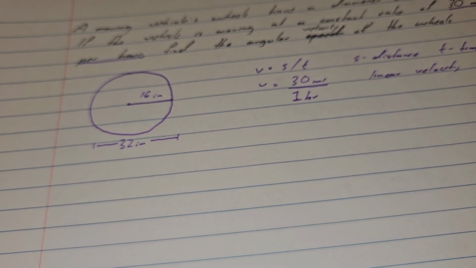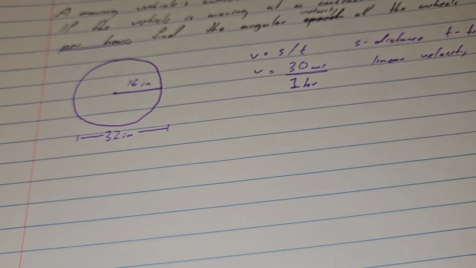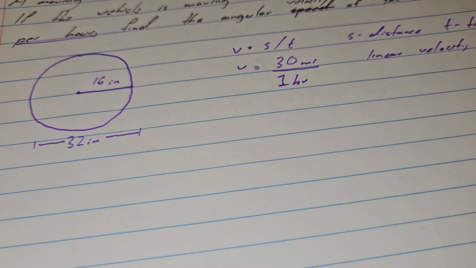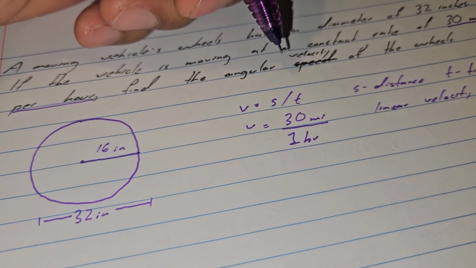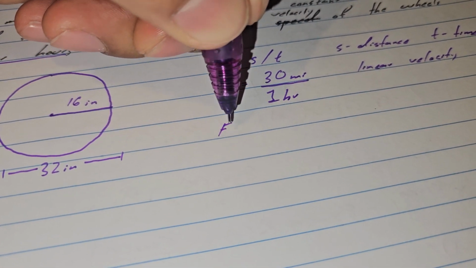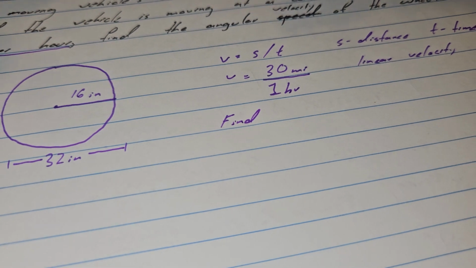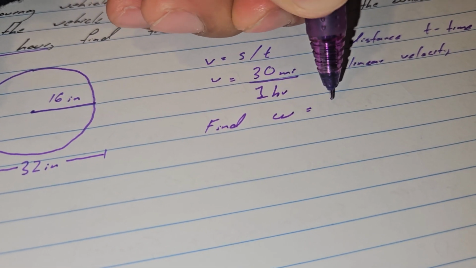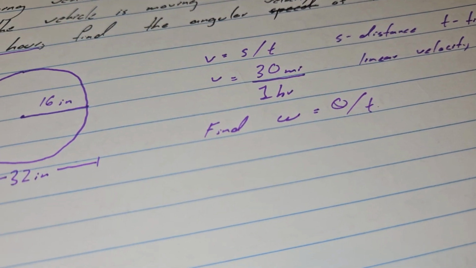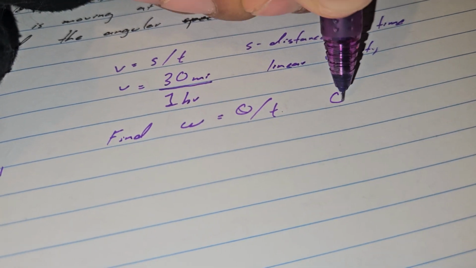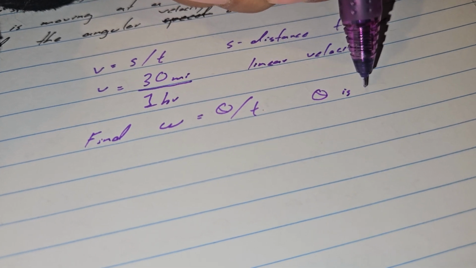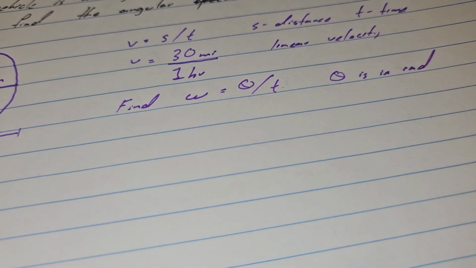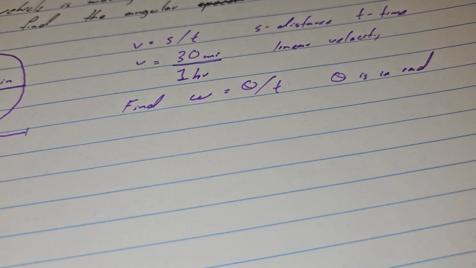So in order to do this, we need to find a relationship between basically the linear velocity and our angular velocity. We want to find the angular velocity. And what is our angular velocity? Omega is equal to theta over t, time. Theta is going to be in radians. That's important. Theta is in radians. So keep that in mind. It's not going to be degrees or whatever. It's going to be radians.